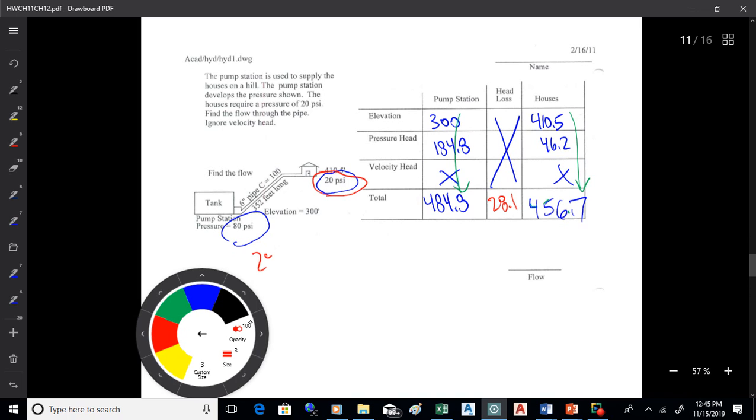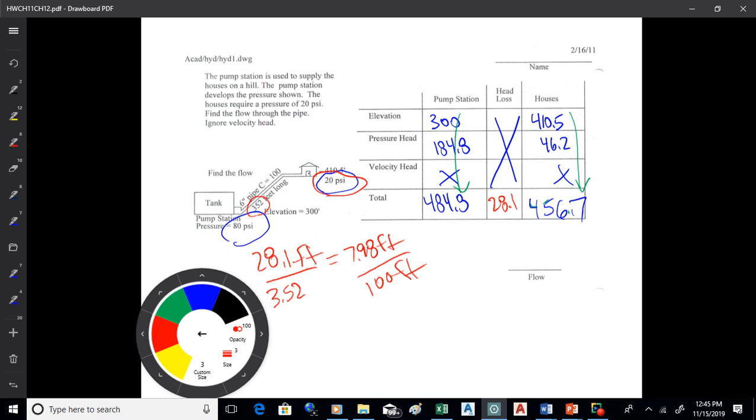Okay, so you can take that 28.1 feet and divide it by the number of 100 foot lengths, 3.52 100-foot lengths, and that comes out to be 7.98 feet per 100 feet. So that's the allowable head loss. Okay.